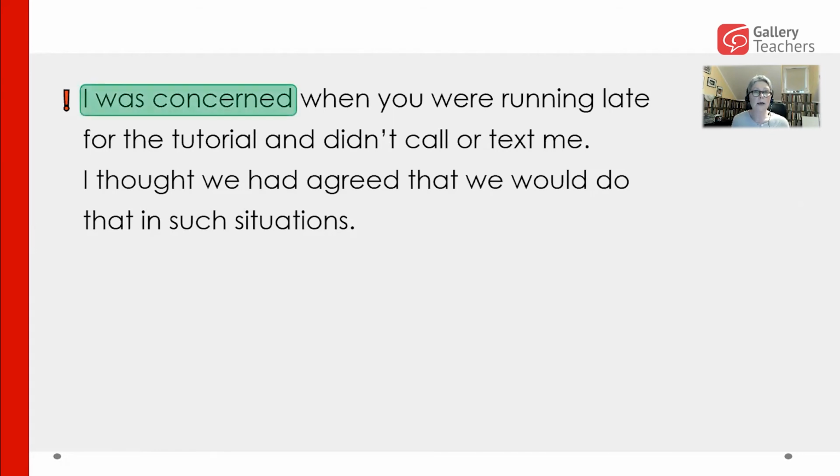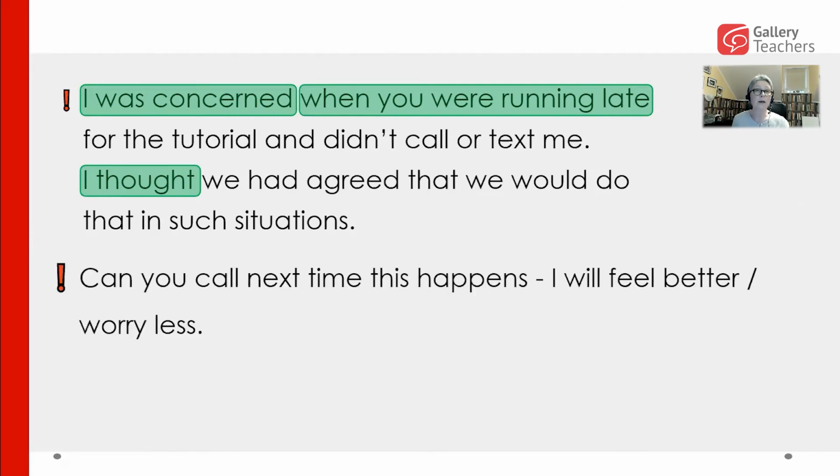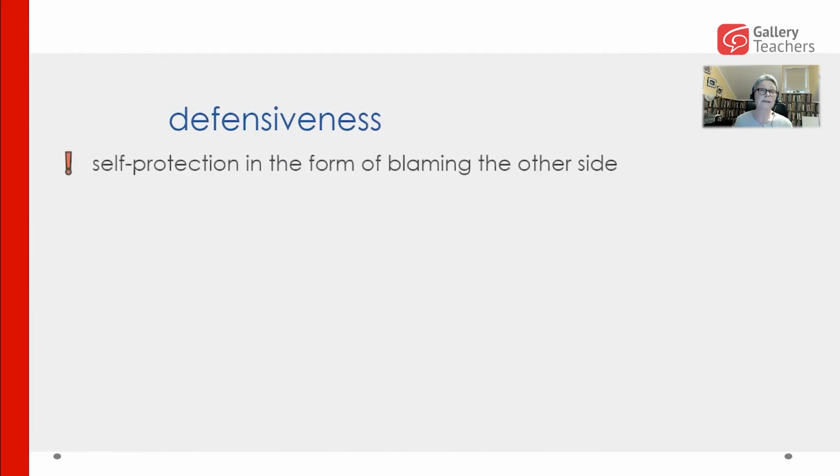Well, first of all, I speak about my feelings in this situation. I actually refer to a specific situation, and I also talk about myself. I use the I statements. Now, to make it even more appropriate and more effective, I would suggest adding a positive need that you have in this particular situation. We looked at the first rider of the apocalypse, which was criticism, and we said that criticism leads to defensiveness. And defensiveness is, in fact, self-protection in the form of blaming the other side.